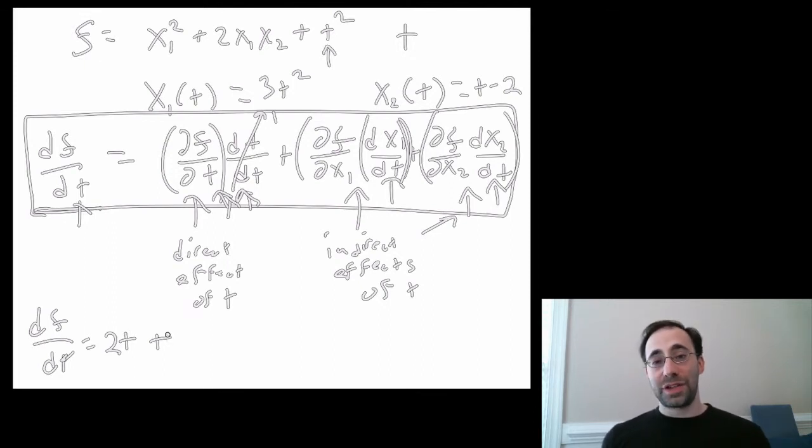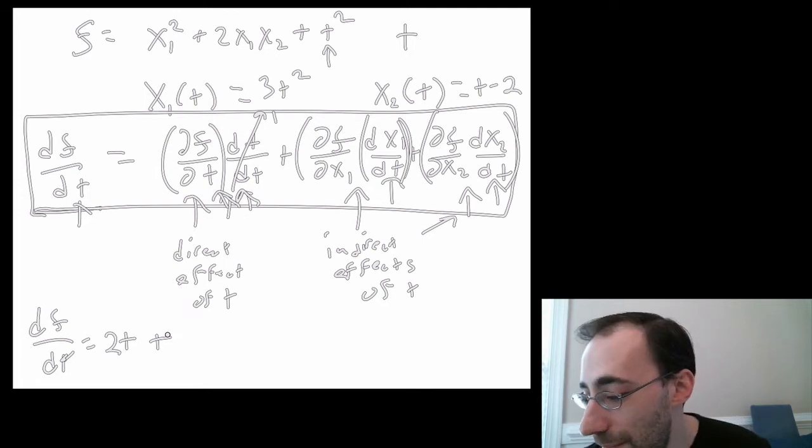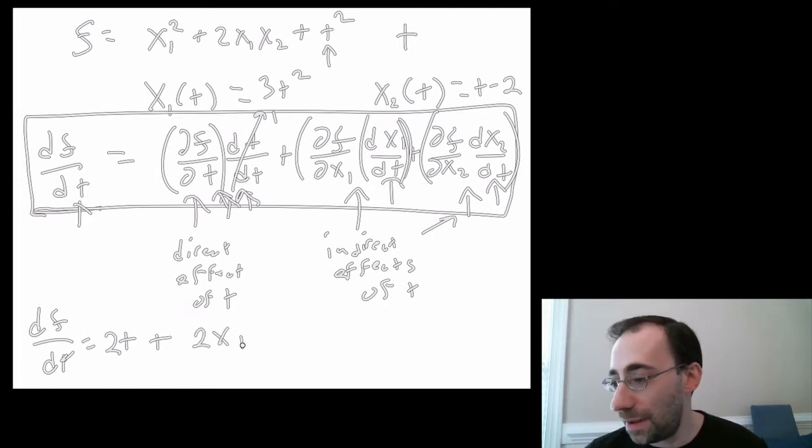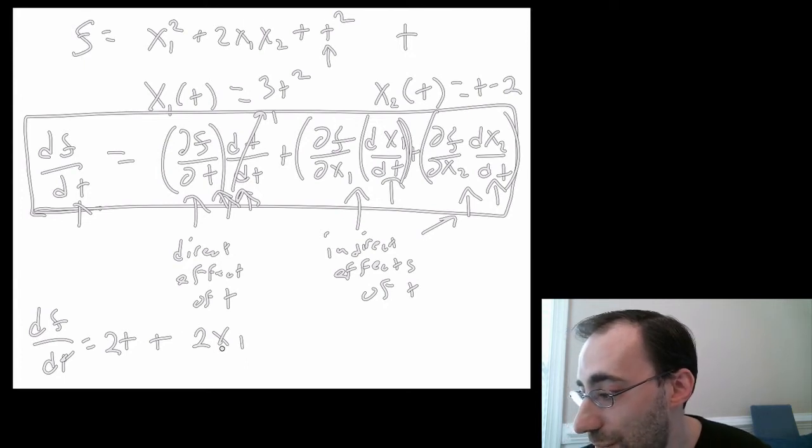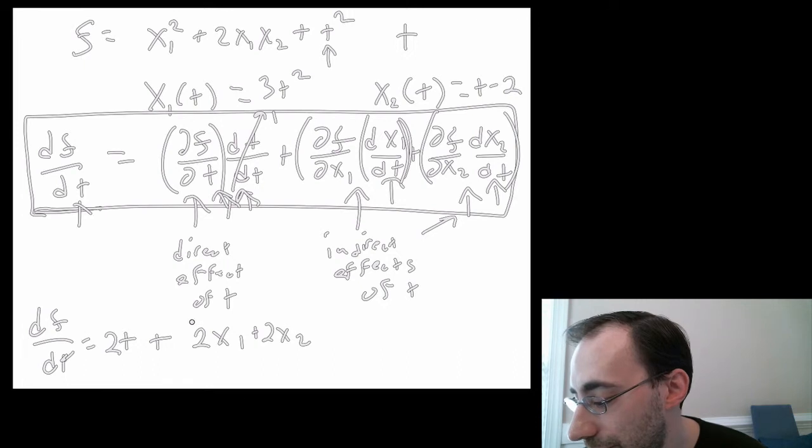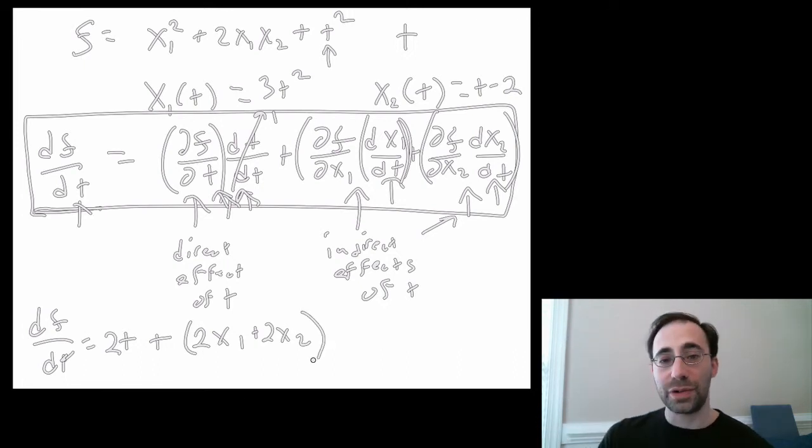So what's the partial of f with respect to x1? Well, I'm going to have to skip steps here because there's not any room, so make sure you do it at home. 2x1 plus 2x2 is partial f partial x1 times dx1 dt. What's dx1 dt?